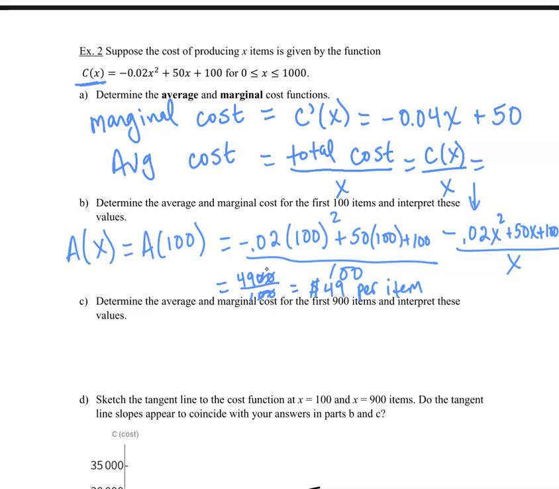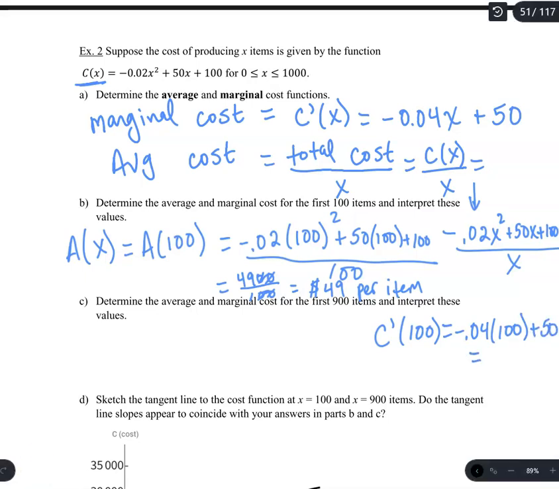Now the marginal cost would be the derivative at 100. So that would be the derivative at 100: negative 0.04 times 100 plus 50. Let me put that into my calculator. And I am getting a value of $46.